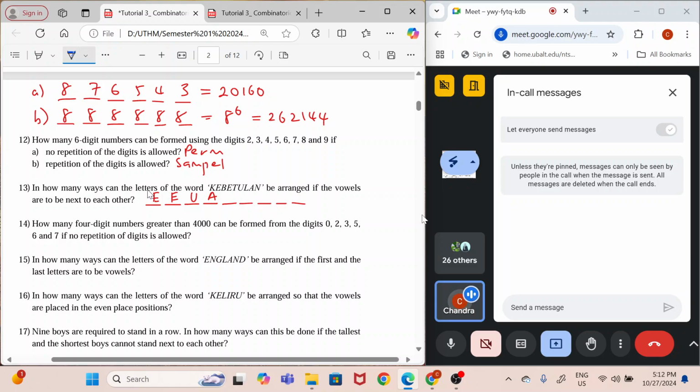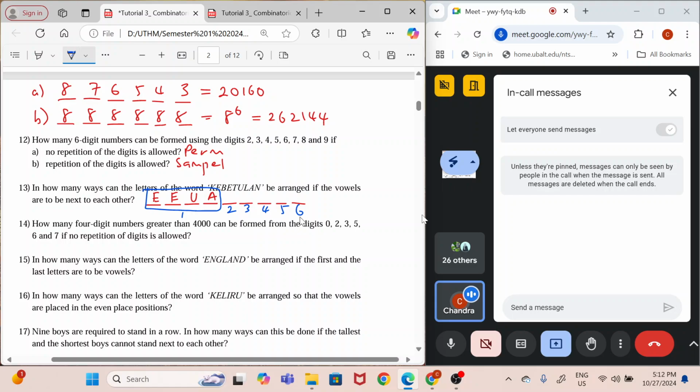These vowels now are next to each other. They have to be next to each other. When you move, you arrange, you have to consider this is one gang. They move together. So we have to consider now like this. This is 1, and then 1, 2, 3, 4, 5, 6. They arrange. Okay.